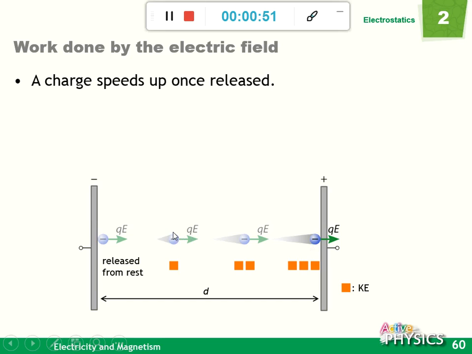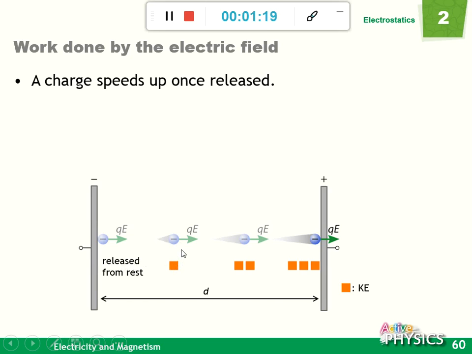In this case, the force acting on it will be the same, QE, because between the parallel plates the electric field strength should be the same. It means that at any position, they have the same force acting on it. But because the force is acting on it for a distance, the energy will be KE gain.